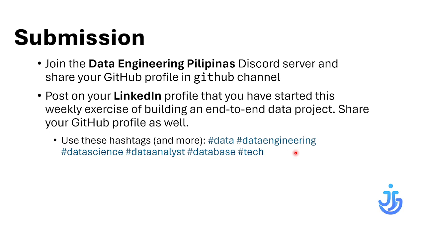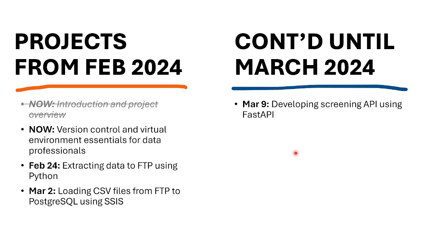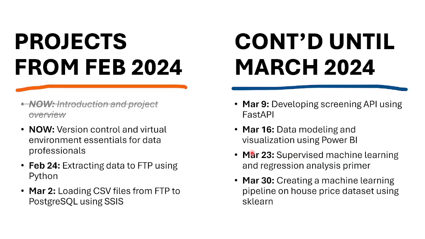So that's it. Right now, we're done with version control and virtual environments. These are our upcoming sessions. Next, in 2 weeks' time, we will create a Python script that extracts data from an online repository, then download it to an FTP server. This is going to be the first hands-on exercise on coding in Python. So we are creating an extract program in Python.